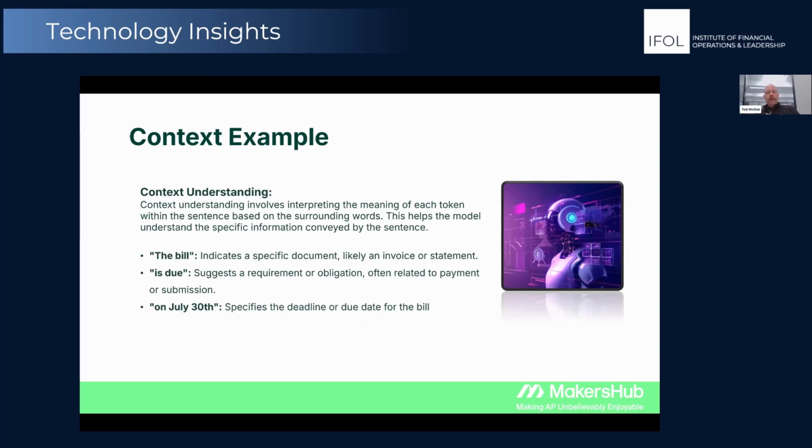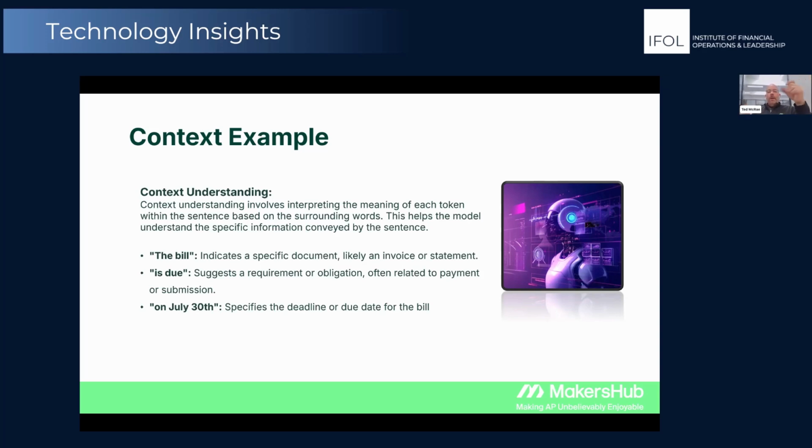Contextual understanding involves interpreting the meaning of each token, and based on the surrounding words, it helps the model understand the specific thing you're trying to convey, so it can respond with the correct answer. In this example, "the bill" indicates a specific document, likely an invoice or something like that. So when I'm typing in, "please examine this bill," it's going to put "this bill" together as one context, and it knows it's probably something that I'm uploading.